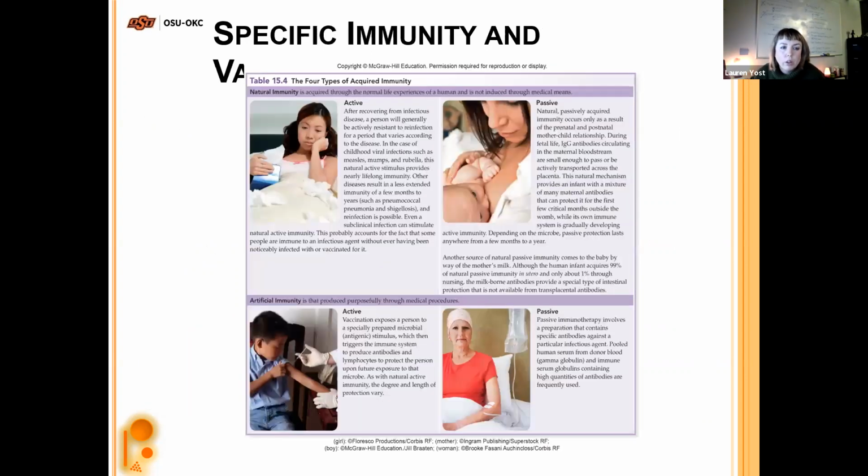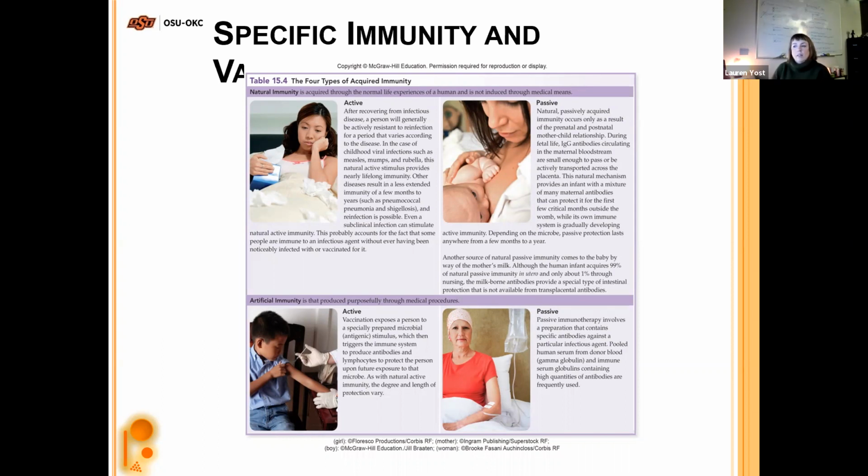This is talking about different kinds of immunity. You can have active versus passive. You can have natural versus artificial. The example in the upper left, we're talking about active. That's your body making antibodies against a thing you got sick from. Natural immunity can also be passive, which would be you passing your antibody on to your baby through breastfeeding.